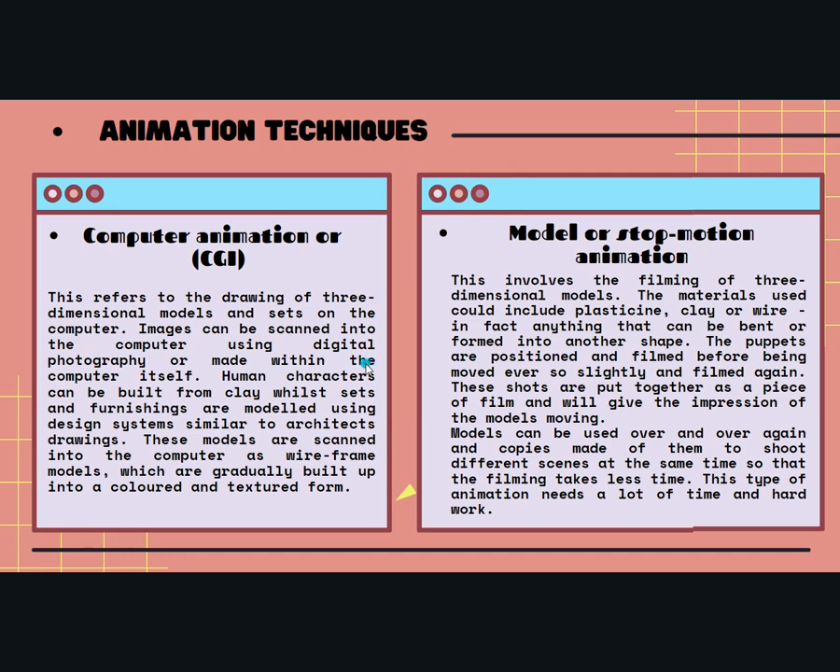Human characters can be built from clay, while wheels and furnishings are modeled using design systems similar to the architect's drawing. These models are scanned into the computer as a frame model, which is gradually built up into a colored and textured form.